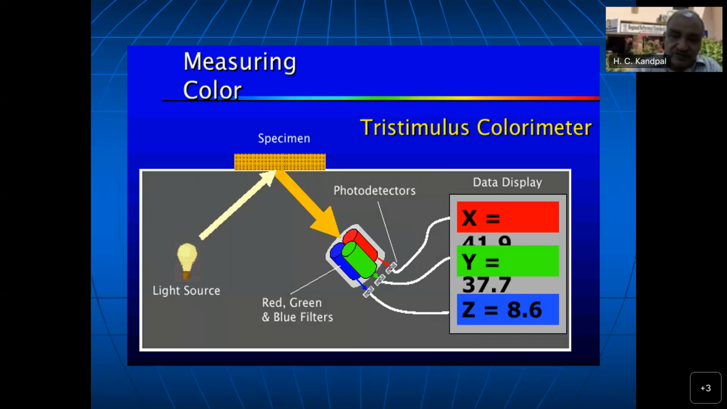And when these numbers are divided, as I told you, then we can get the XY coordinates of any source or any specimen or any object that is around us. So we can have everything defined in terms of color, whatever is seen by a human being.